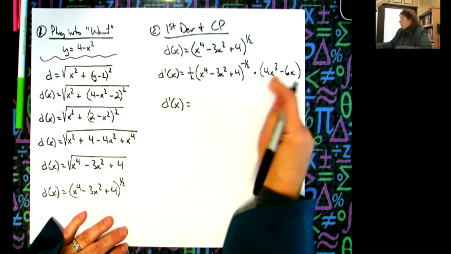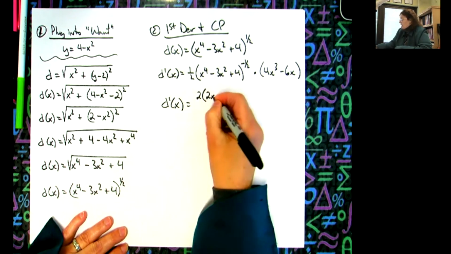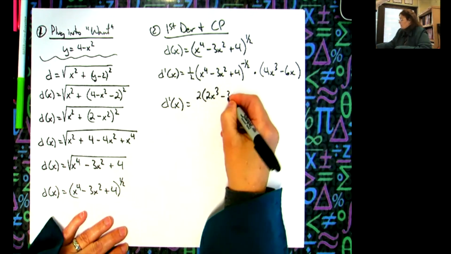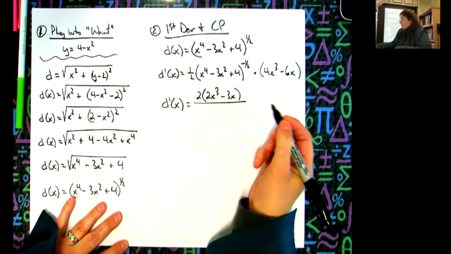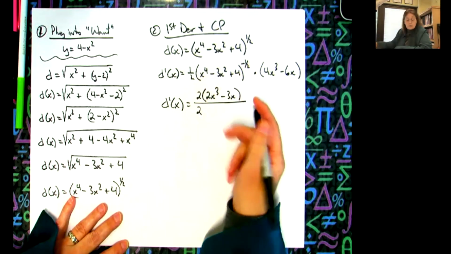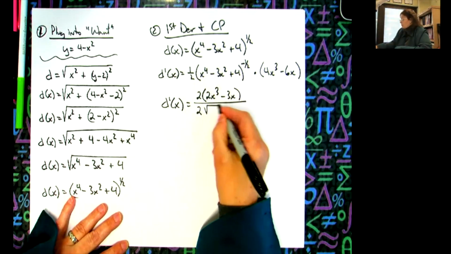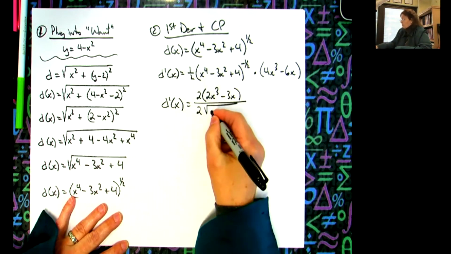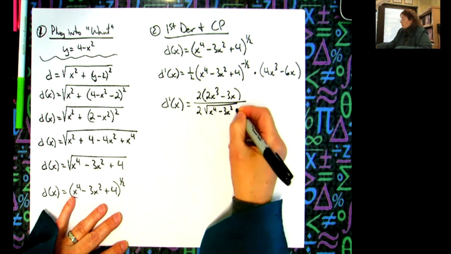In that numerator, I'm going to take out a 2. That'll leave me with a 2x to the third minus a 3x. Watch my math. Don't let me make a mistake here. This 2 is still in the bottom. This goes to the bottom. I'm going to go ahead and write it as a square root because when we solve it, it'll be easier that way. x to the fourth minus 3x squared plus 4.